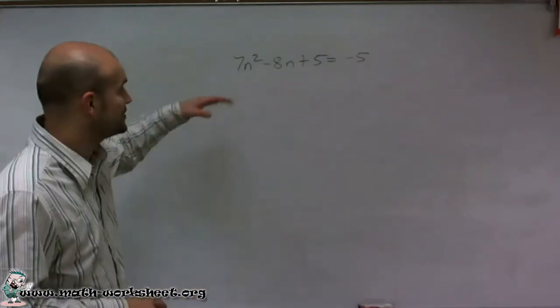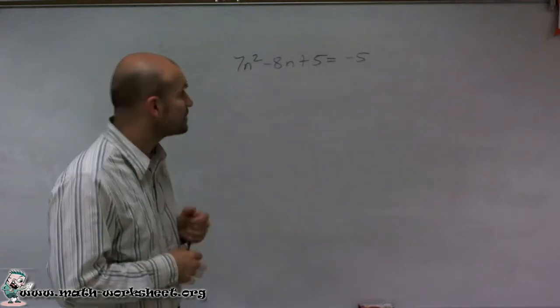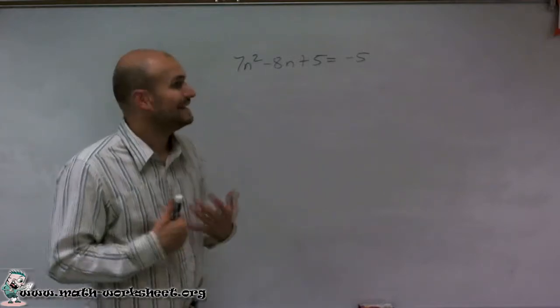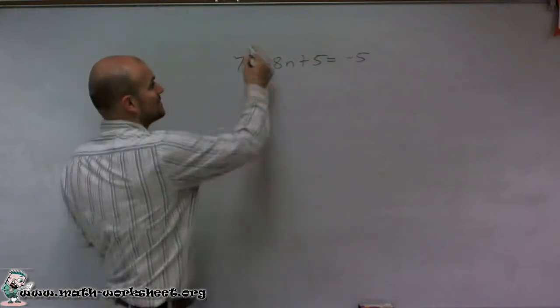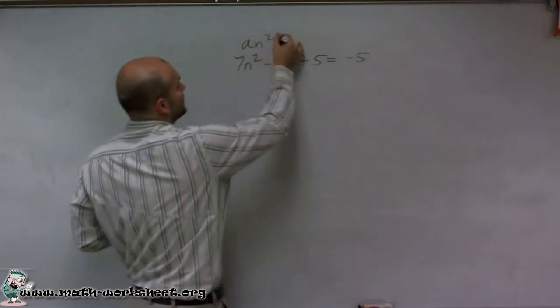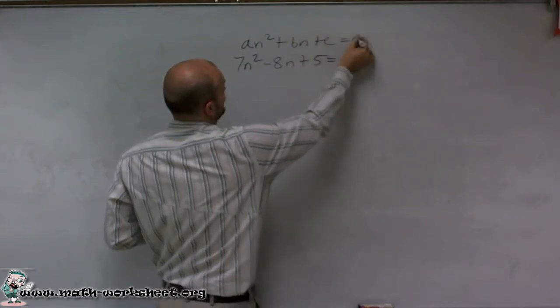Welcome. What I want to do is show you how to find the discriminant of a quadratic equation when you have 7n squared minus 8n plus 5 equals negative 5. So the first thing we actually need to do is put this in quadratic form. So quadratic form would be an squared plus bn plus c equals 0.